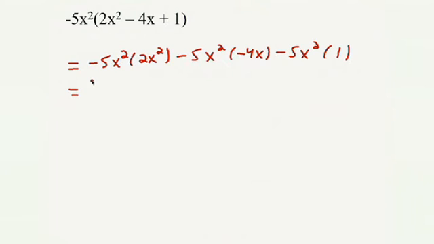Again, just multiply numbers, then multiply variables. Negative 5 times 2 is negative 10. 2 plus 2 gives me x to the 4th power. Negative 5 times negative 4 is positive 20. X squared times x to the 1st power is x to the 2 plus 1, or 3rd power. And finally, negative 5x squared times 1 is just negative 5x squared, because anything multiplied by 1 is just whatever you start with.